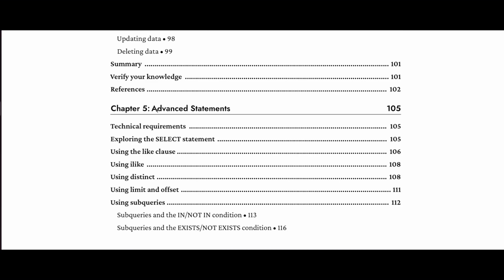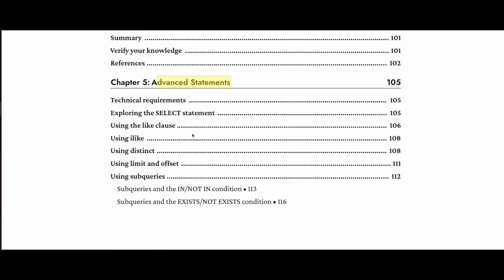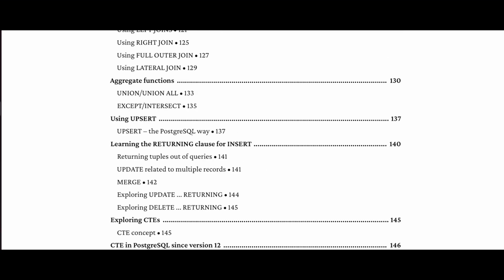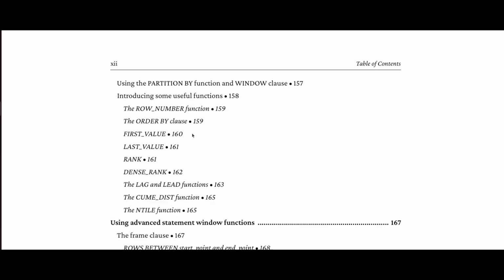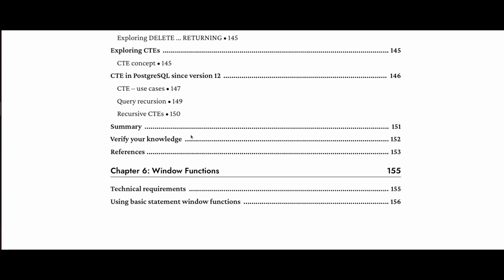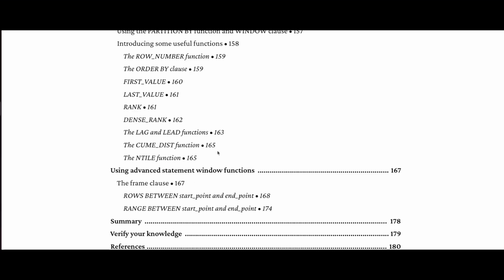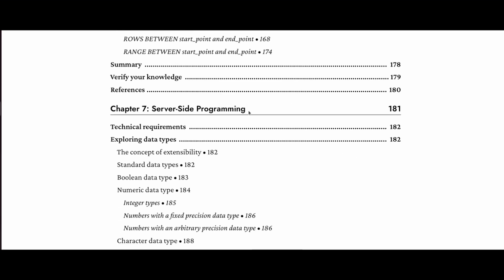Chapter 5 is covering advanced statements, as we can see here. Also, it covers select, distinct, inner joins, all the other types of joins, upserts, and returning clauses, CTEs, and the end summary of the chapter. We move into window functions here. These window functions are quite important, you already know. It goes and discusses them, how they can be used, what's their value, how we can incorporate them into our day-by-day. Server-side programming, which is Chapter 7.